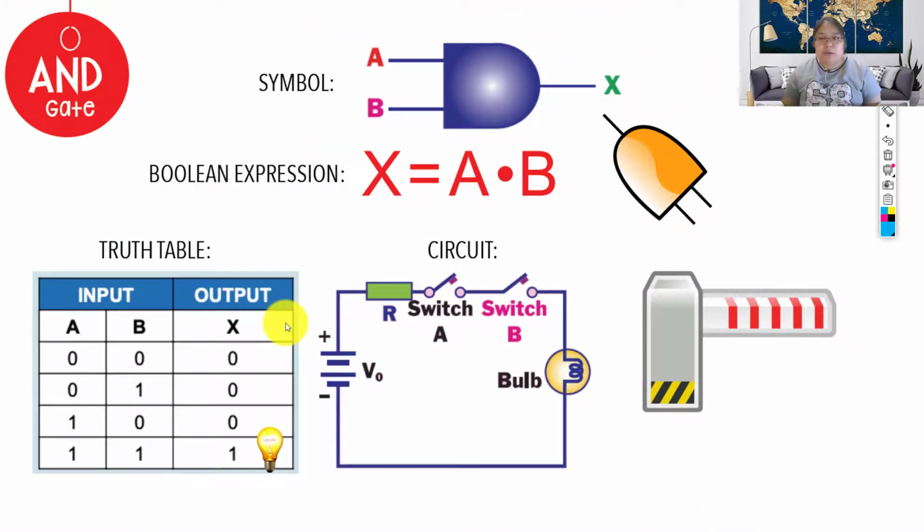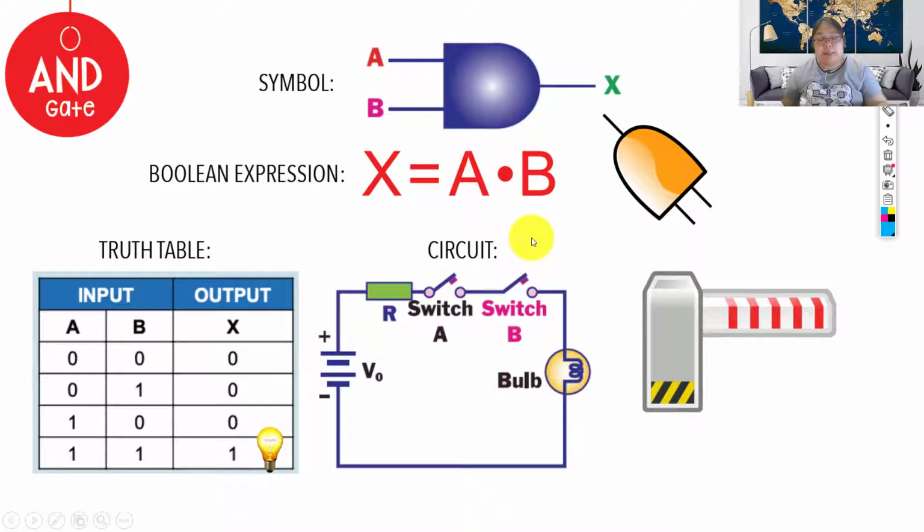Now I start to introduce the logic gates. The first one is the AND gate. Remember when you write AND gate, the N must be a capital letter. What you need to memorize: first, the symbol; second, the Boolean algebra, or Boolean expression; third, the truth table; and the last one is the circuit, which represents the table. Now we are going to see how these four things are related.